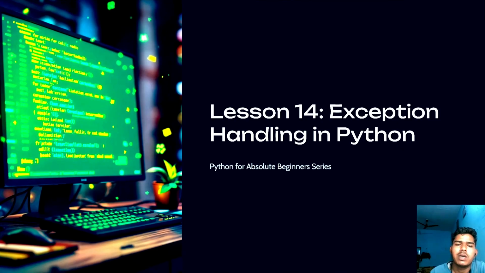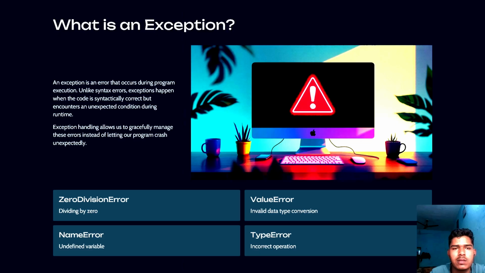In this lesson, we are going to learn exception handling in Python. So, let's start. What is an exception? An exception is an error that occurs during program execution. Unlike syntax errors, exceptions happen when the code is syntactically correct but encounters an unexpected condition during runtime. Exception handling allows us to gracefully manage these errors instead of letting our program crash unexpectedly.